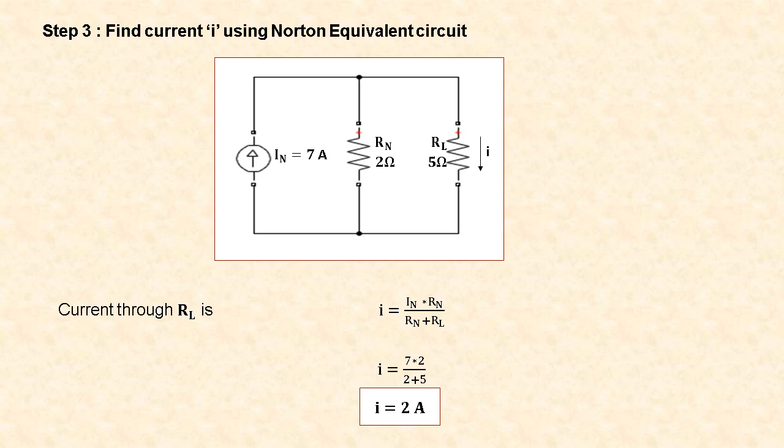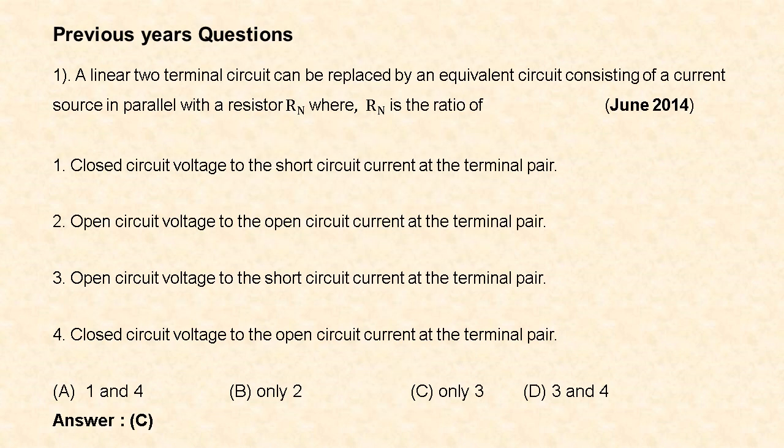So I is equal to IN into RN divided by RN plus RL, which is equal to 7 into 2 divided by 2 plus 5, which is equal to 2 amps. So the current through the load resistor is 2 amps. Now let us see the previous year's questions.